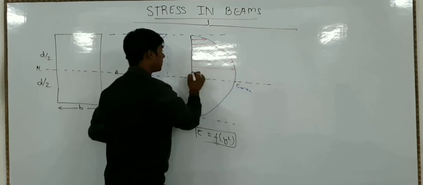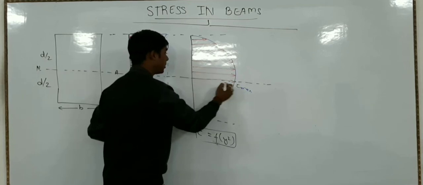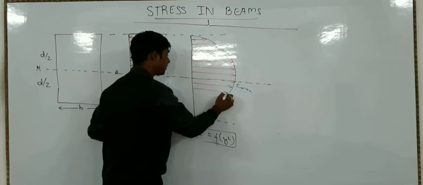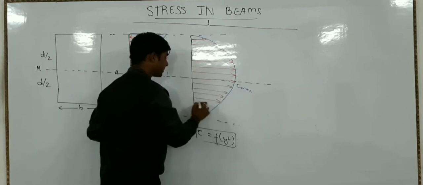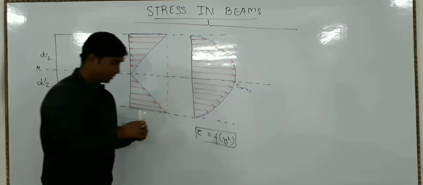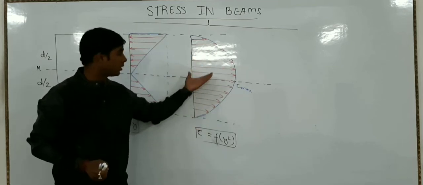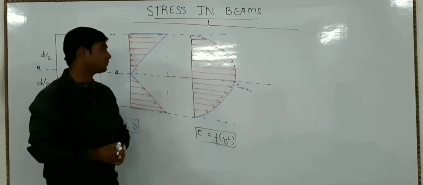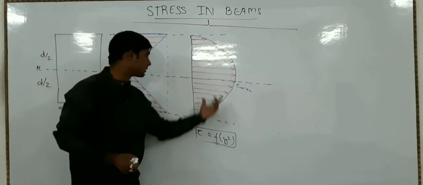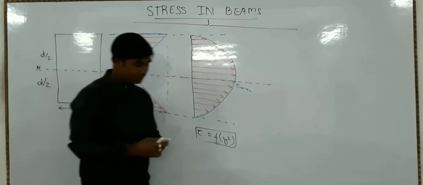So the variation is something like this. This is the shear stress distribution on the particular cross section in a beam, and the loading is the same, that is, the transverse shear load is on the beam, okay? So this is the shear stress distribution on the cross section of the beam, okay? As we have already seen, this is varying parabolically.